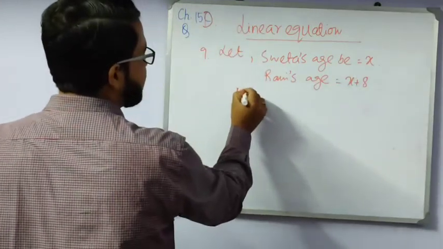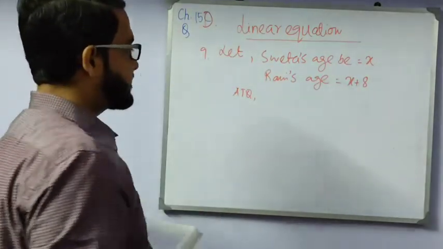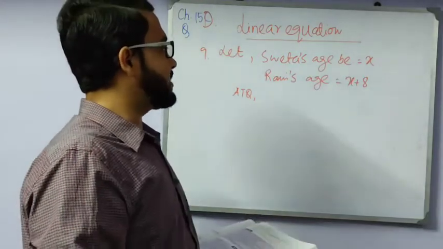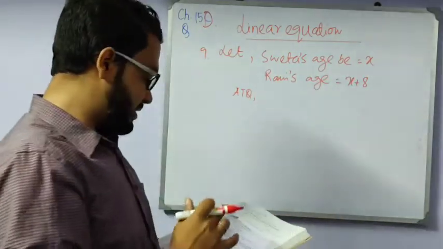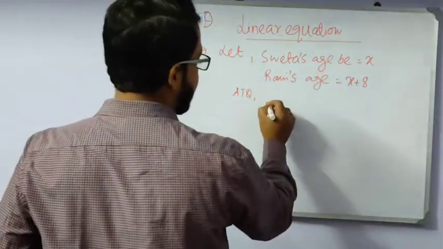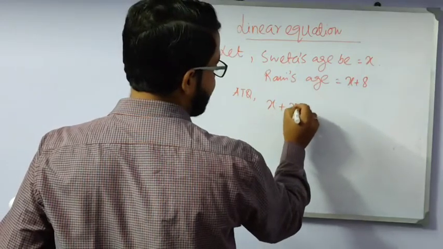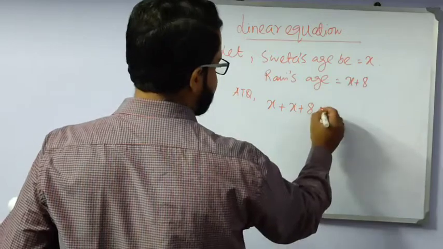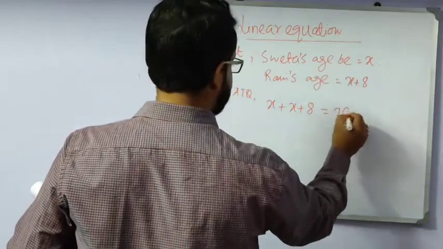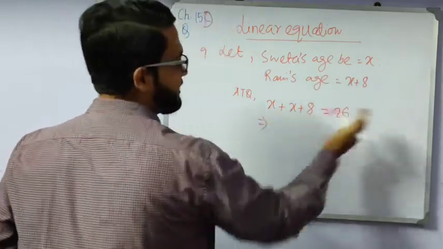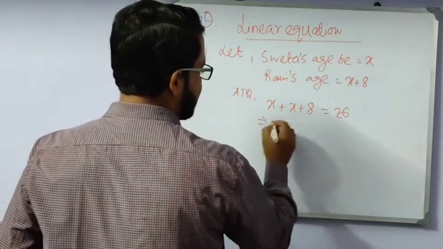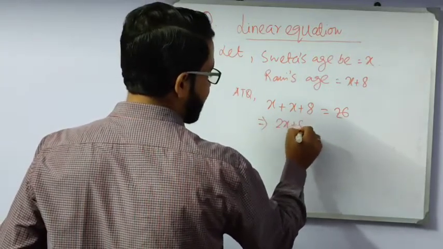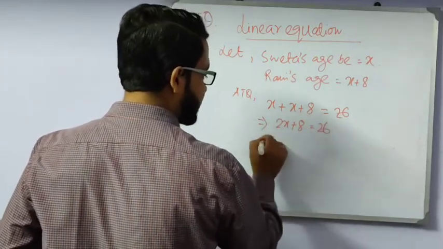Now the statement tells us that the sum of these two ages, means Sweta's and Rani's age, is 26. So the sum of these two ages means Sweta's age plus Rani's age, that is 26. So this is very easily we can do it. So 2x plus 8 is equal to 26.